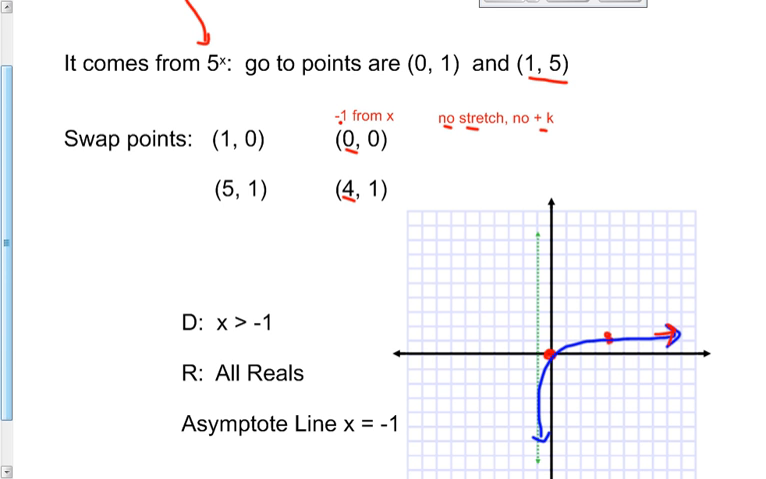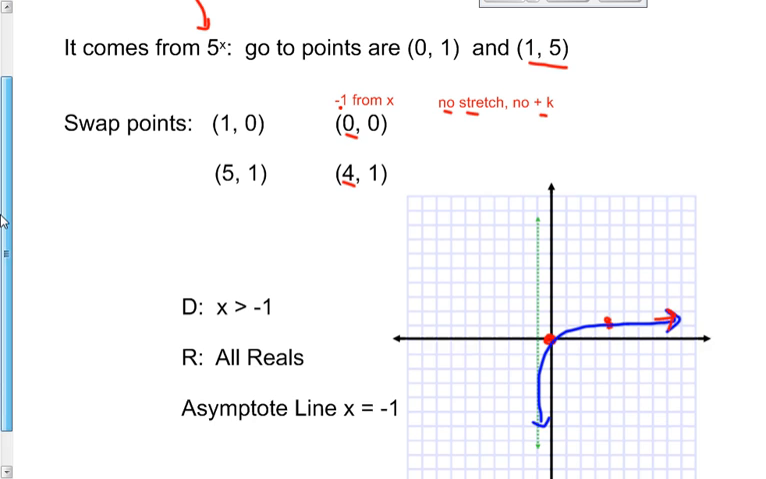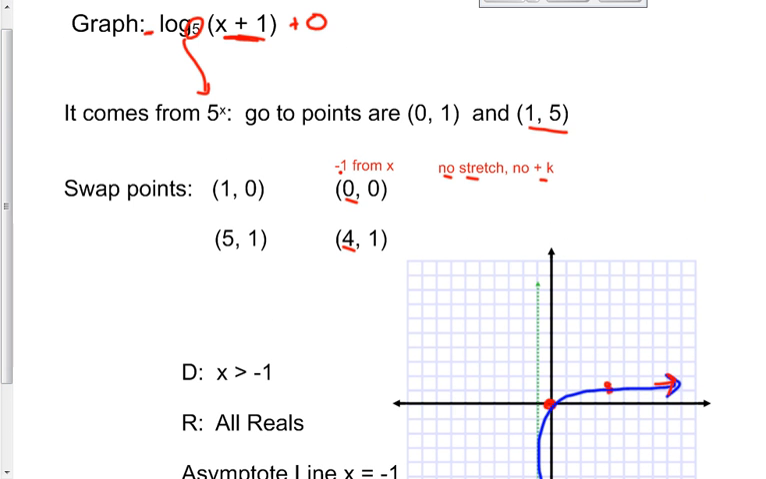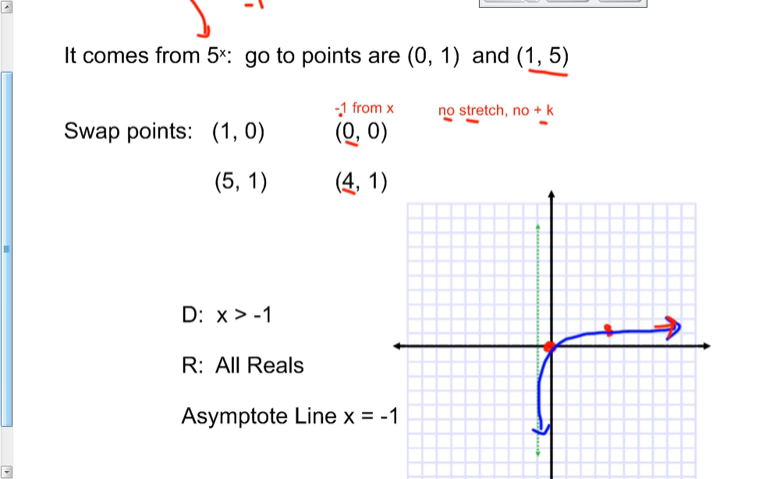Your vertical line is now what you see on the inside. Our vertical line said plus 1, we say minus 1. So our vertical line is at x equals negative 1. That's the green line that I have drawn here. And your domain matches that vertical line. X is greater than negative 1, and the range will always be all reals.